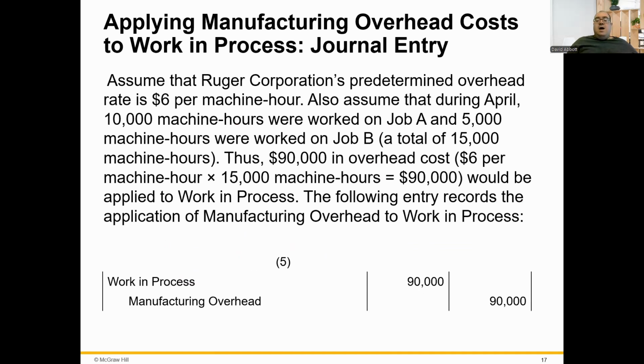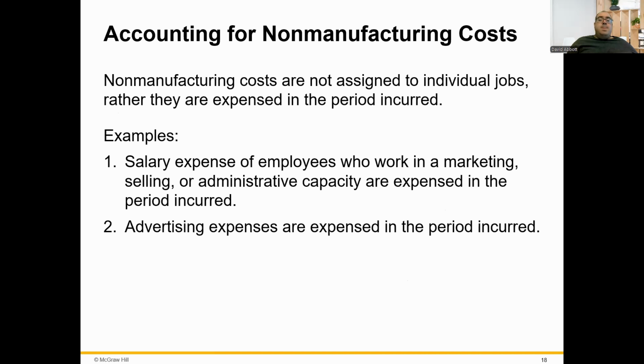And so we see here how they did that. So they went ahead, they added it up, and they said that these were the actual costs of it. So we would debit our work in progress inventory and then credit manufacturing overhead. And then finally, in accounting for other costs that might exist.